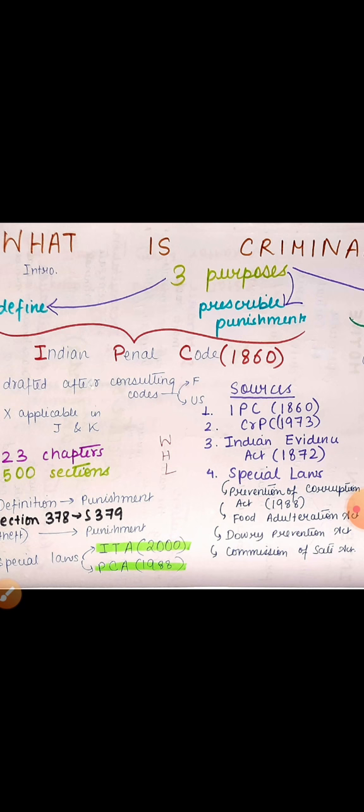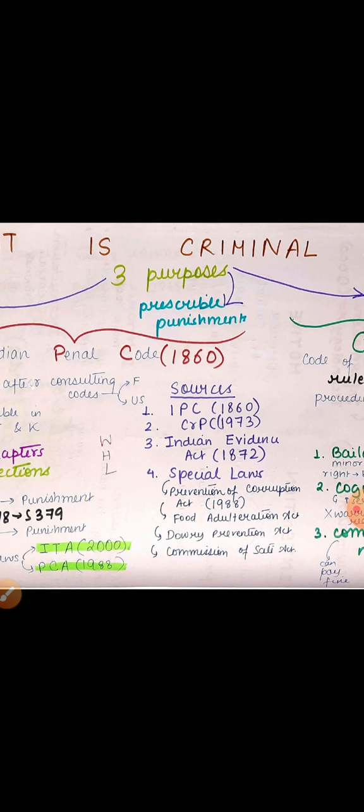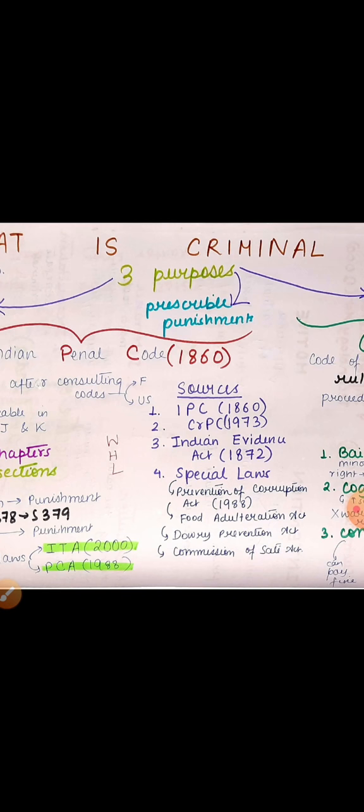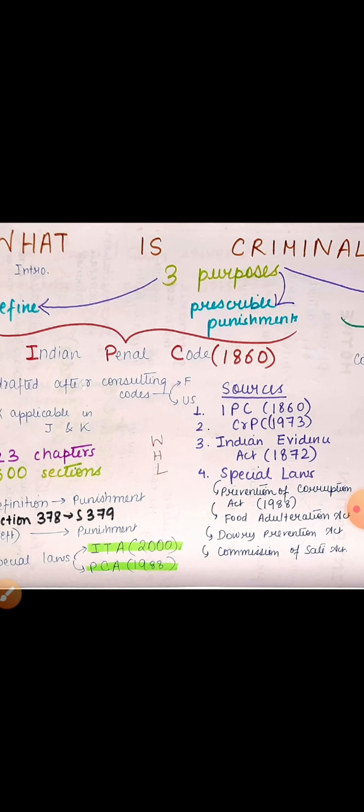And apart from these three things, we also have some special laws like the Prevention of Corruption Act of 1988, the Food Adulteration Act, the Dowry Prevention Act, the date of which I don't remember, and the Commission of Sati Act, which I think was passed in 1829. Alright, dates of these things are not important. You just remember the years of IPC, CRPC, and IEA or Indian Evidence Act.